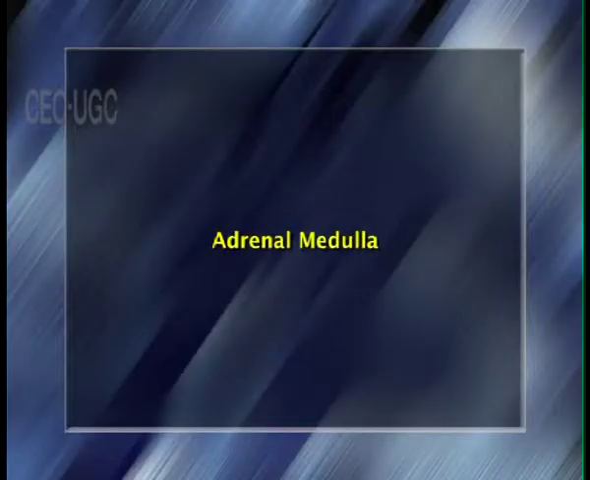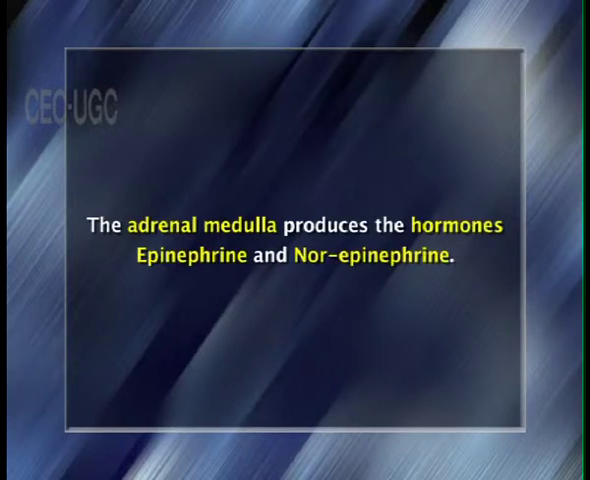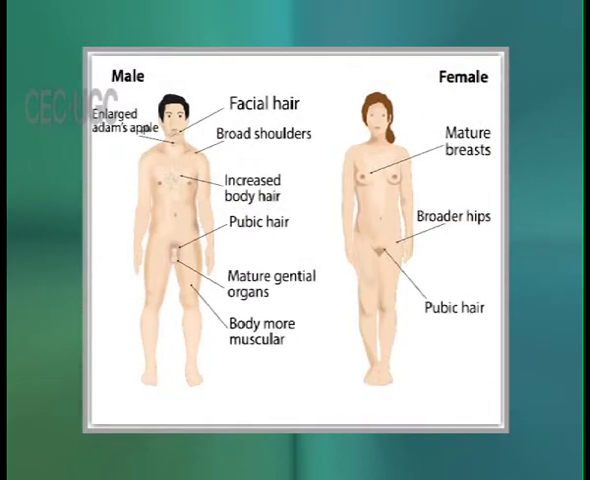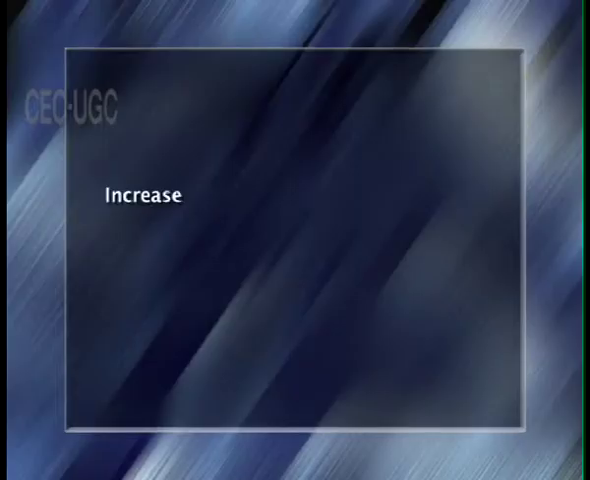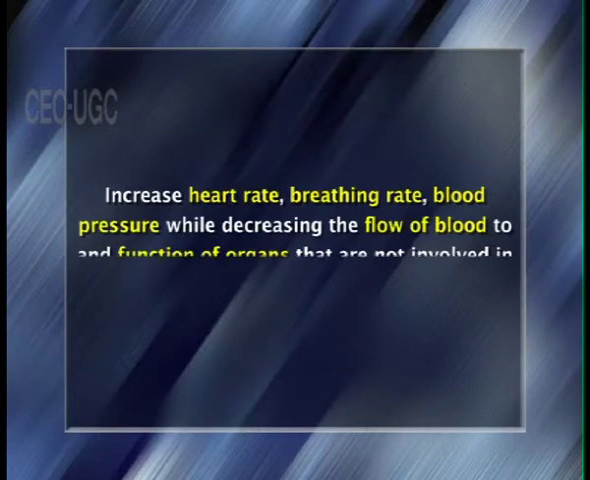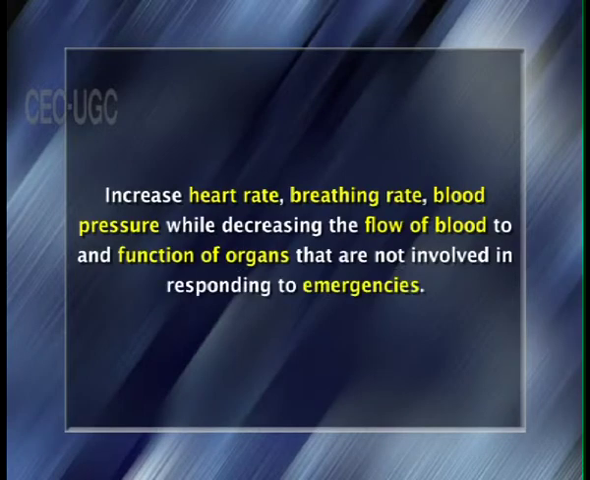Then, adrenal medulla. The adrenal medulla produces the hormones epinephrine and norepinephrine. Both of these hormones help to increase the flow of blood to the brain and muscles to improve the fight or flight response to stress. These hormones also work to increase the heart rate, breathing rate, and blood pressure while decreasing the flow of blood to and function of organs that are not involved in responding to emergencies.